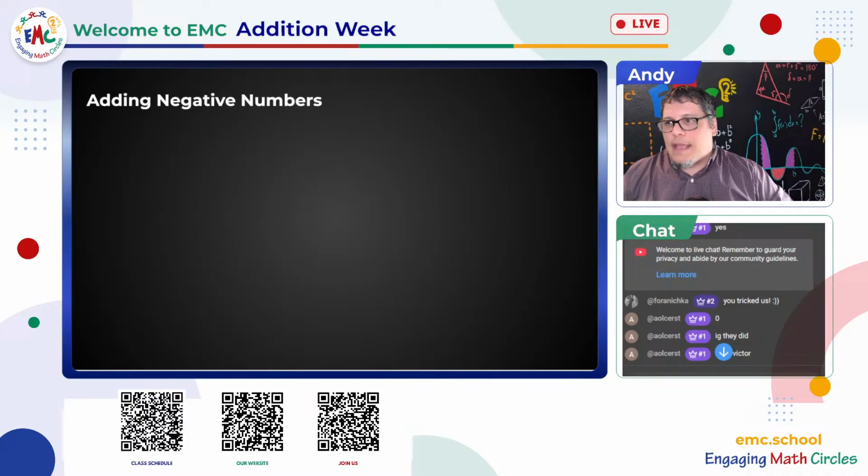Before we can play our game, we have to talk about how to add negative numbers to each other. Oh, that's an interesting topic. It's very interesting. So, I'm going to show you one way that I learned a long time ago. So if I have 5 plus -4.